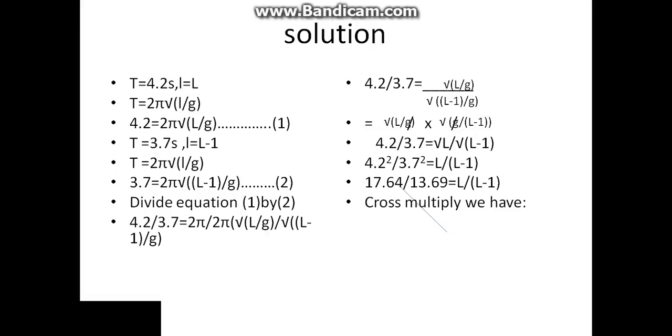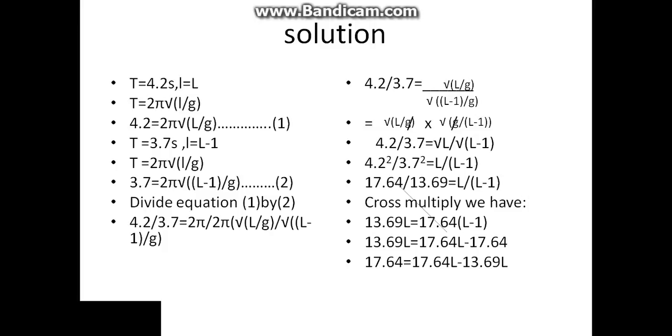Cross multiplying, we have that 13.69 L equal to 17.64 L minus 1. 13.69 L is equal to 17.64 L minus 17.64. And taking the like terms together and the known figure on the other side, we have 17.64 equal to 17.64 L minus 13.69 L.